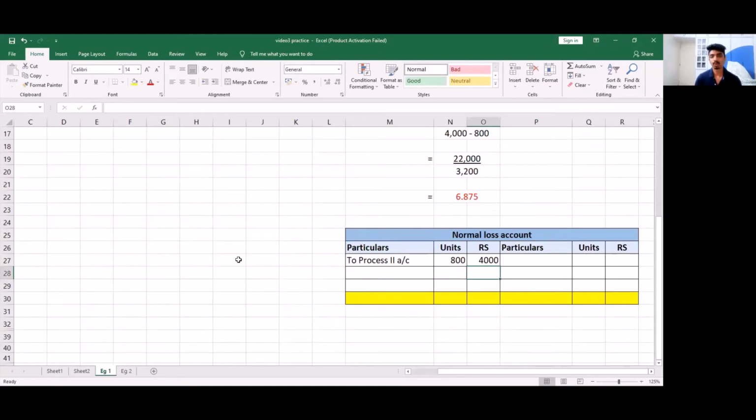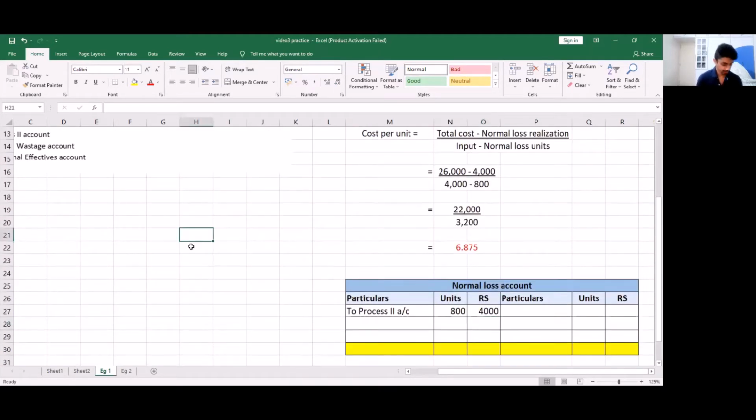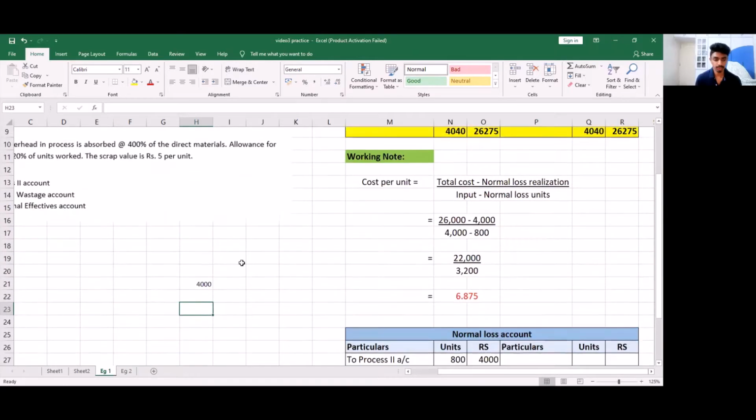Now, before we go on to the next step, there is something that we need to understand. How does an abnormal gain occur? If you have watched my first video on introduction and basics of process costing, then you know this. In brief, our input is 4,000 units, so I'm going to write that here, and our output is 3,240 units.